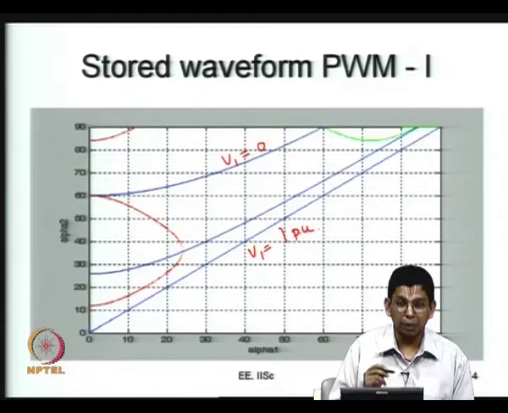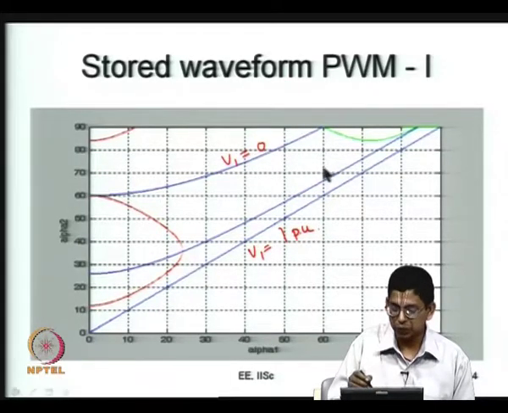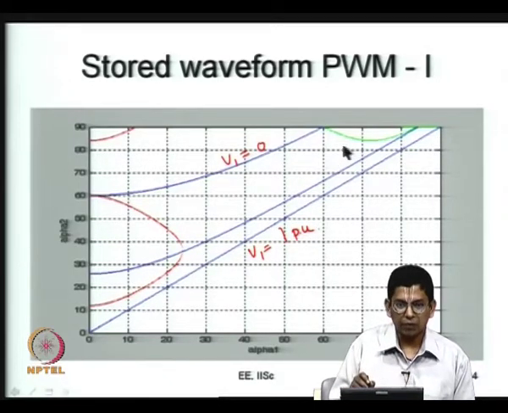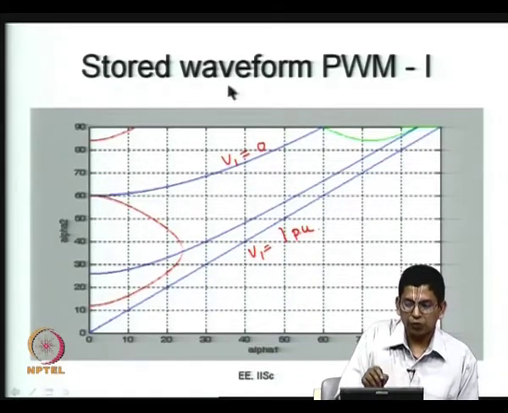So, if you want to implement a PWM method, what you can do is you can just save this curve. What is that curve? It has some alpha 1 and alpha 2 defined. At every value of alpha 1 and alpha 2 on this curve there is a V1 now. So, let us say if you want to implement a PWM method, you can save this as a lookup table, and hence the name stored waveform PWM.